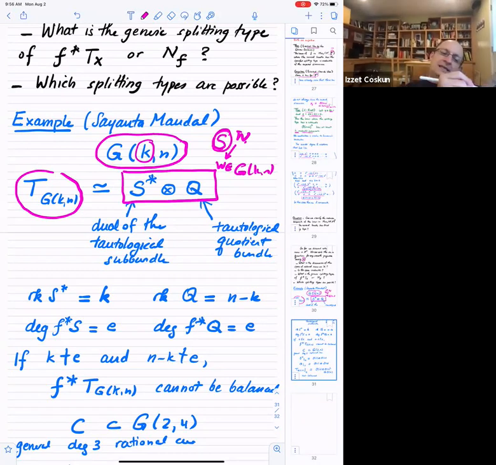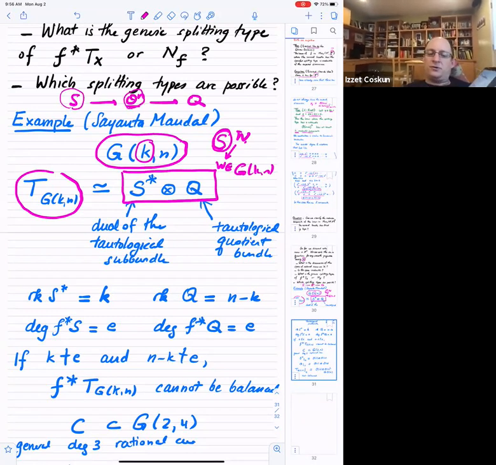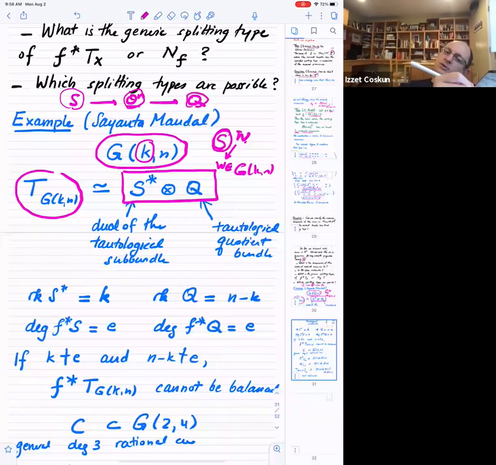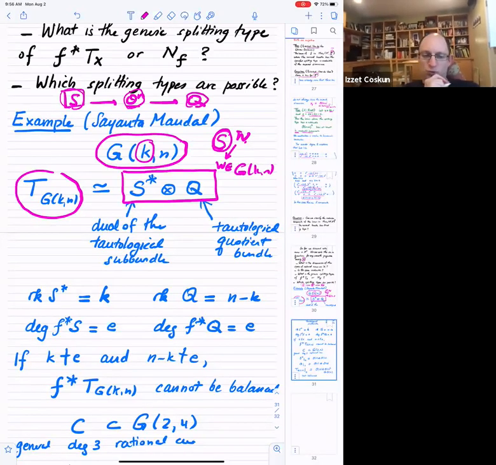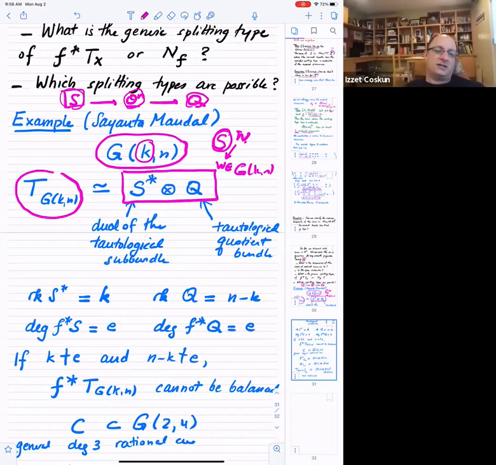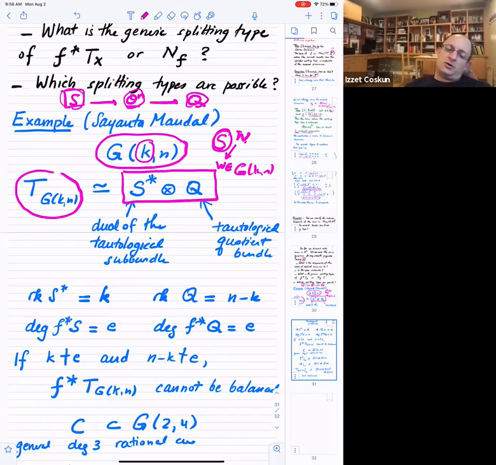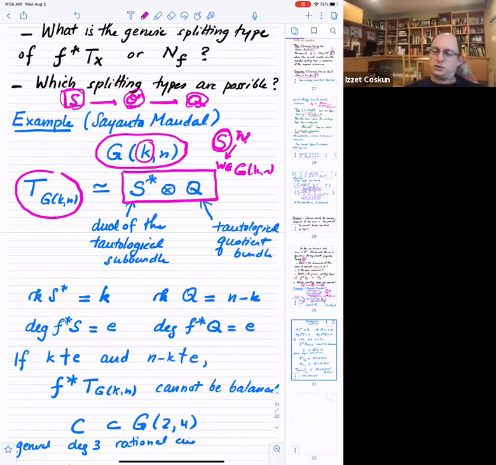And then it sits in an exact sequence like this. You have the trivial bundle of rank n, and S is a sub-bundle of that trivial bundle. For W, you specify the subspace W, and then you have the quotient. So this variety has two tautological bundles, the tautological sub and the tautological quotient bundle, and the tangent bundle of this variety is S dual tensor Q.